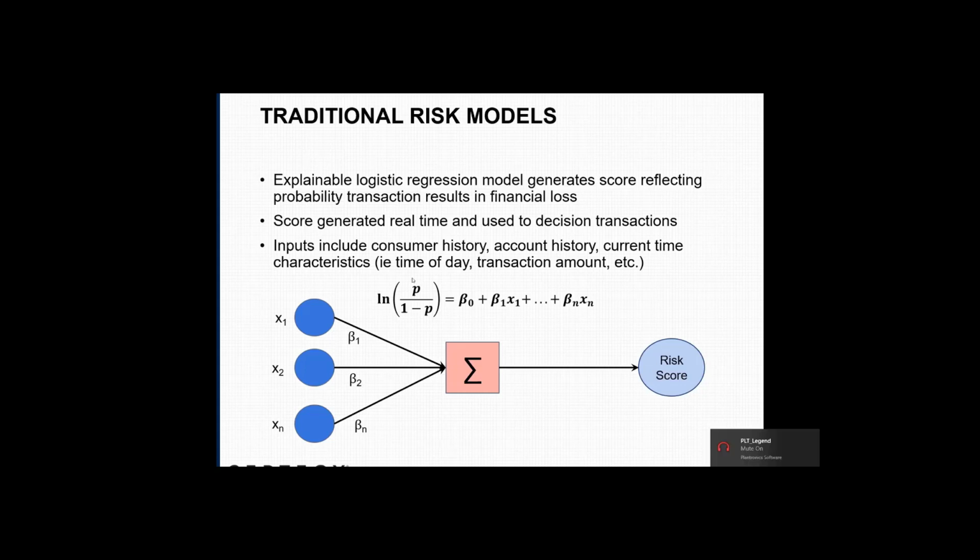My team builds logistic regression models to reflect the probability of our transactions resulting in a financial loss. We've been using those for many years. They're explainable, which is great, so we know what's going into creating these scores. Our scores are generated in real time when the transaction comes in and then used to decision those transactions. As far as what's going into those scores, our X's based on the chart below are things like consumer check writing history or check cashing history, history on the accounts we're seeing, and current time characteristics like time of day or the transaction amount.